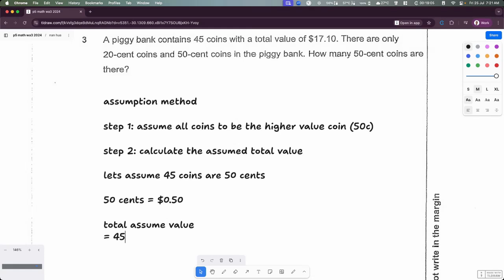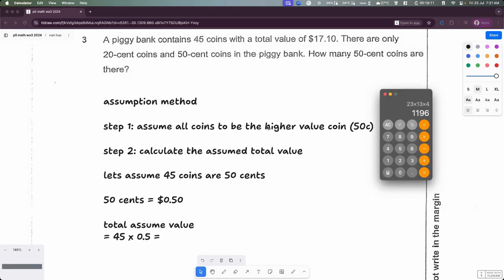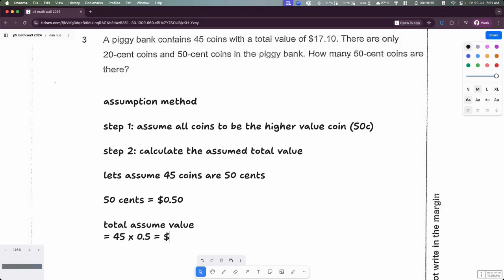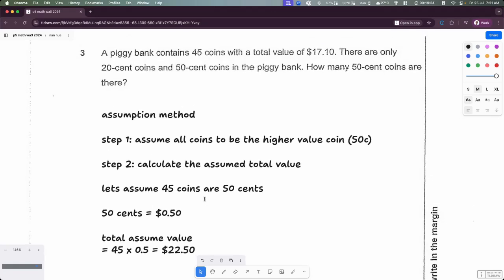Okay, so that's what we're going to do. We're going to multiply 0.5, and we're going to use the calculator. 45 times 0.5, and this gives us $22.50. Okay, so now we know the total assumed value.